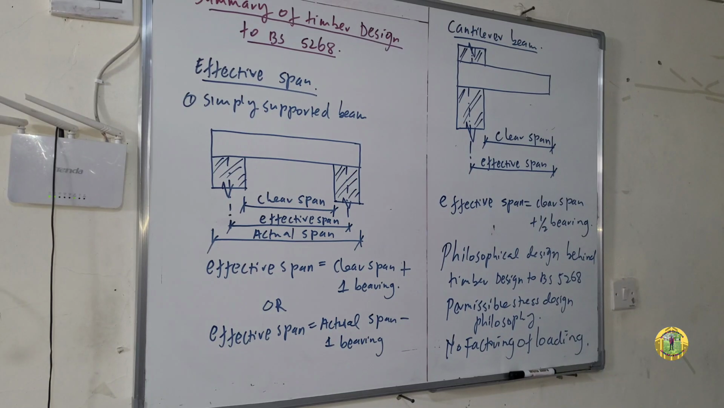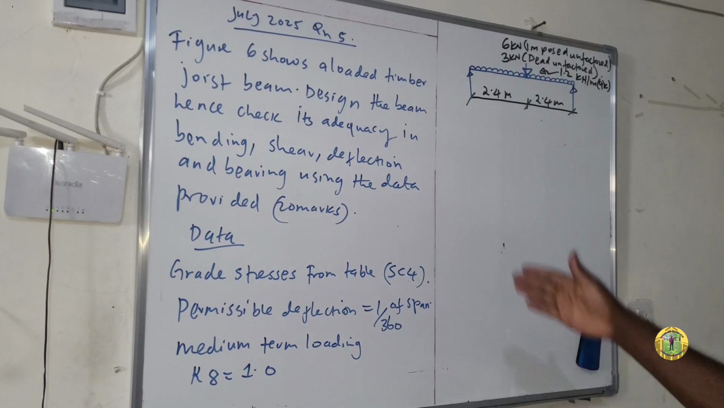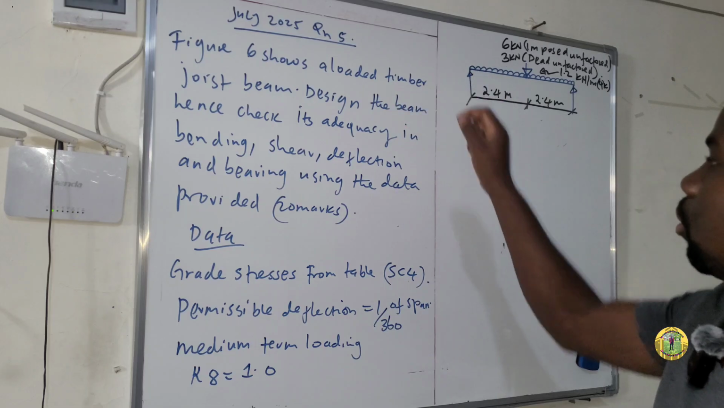So let's now proceed to the question from the past paper. We want now to solve a question from past paper, that is July 2025. The question is on the board, and this is July 2025, question number 5.